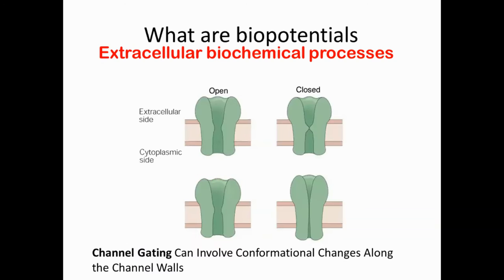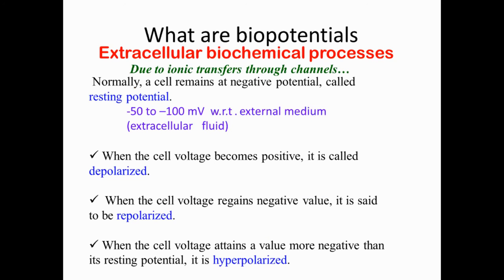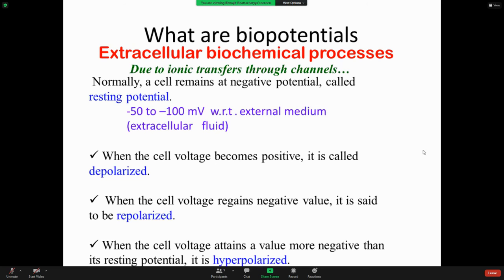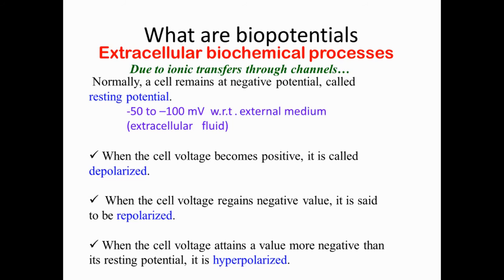Clear? Next. Schematically we can say that the channels can be opened or closed. An open channel means ions can pass. A closed channel means ions cannot pass. Normally a cell remains at a negative potential called the resting potential or resting membrane potential. In our body it is normally minus 50 to minus 100 millivolt, and normally it lies within minus 70 to minus 90 millivolt. That is the normal resting potential.